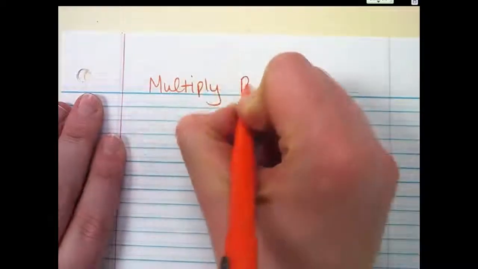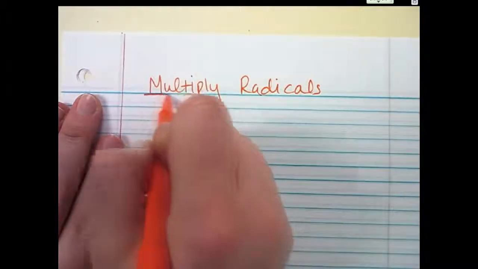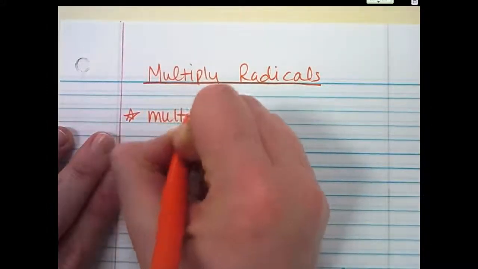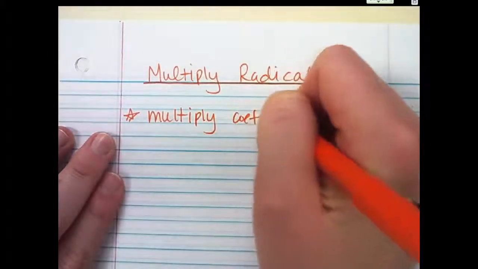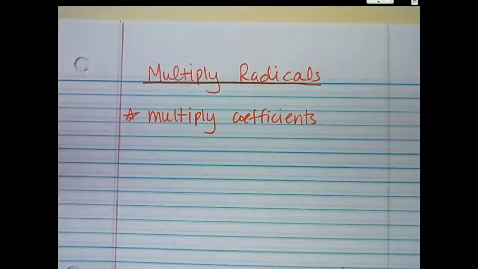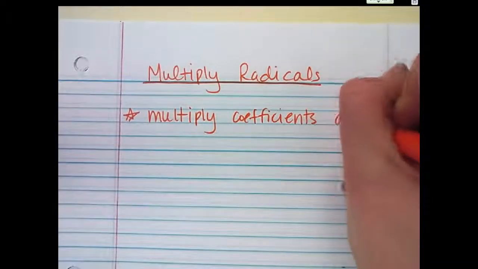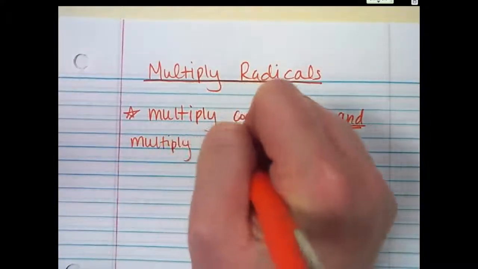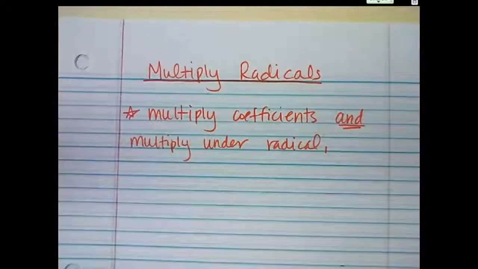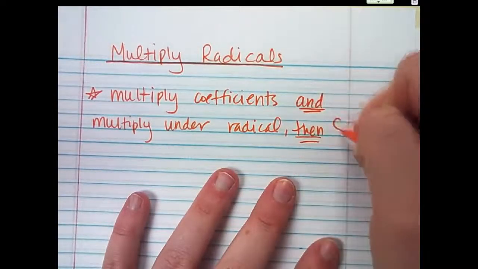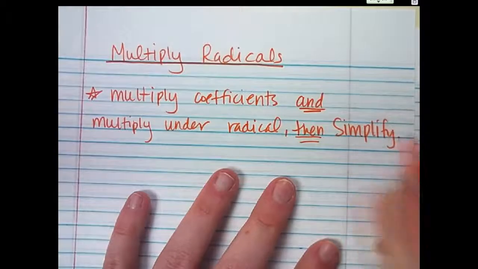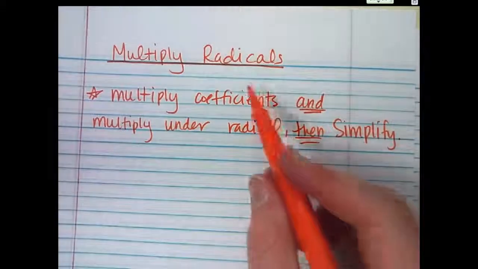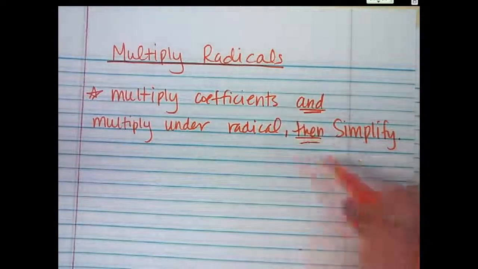The last thing. Okay, so when you multiply radicals, we're going to multiply the coefficients that are in front of the radicals together, and then we're going to multiply under the radicals together. And then we're going to simplify, if you need to. You can do the other way too. You can simplify first and then multiply, but usually you have to simplify anyways, so I do it this way.